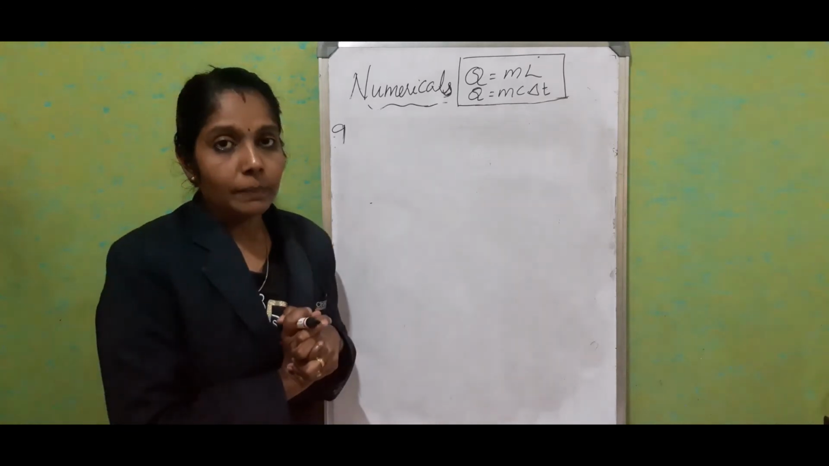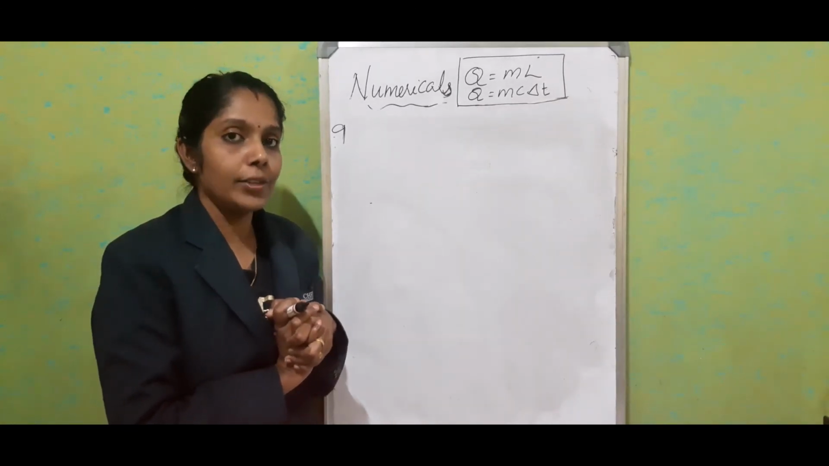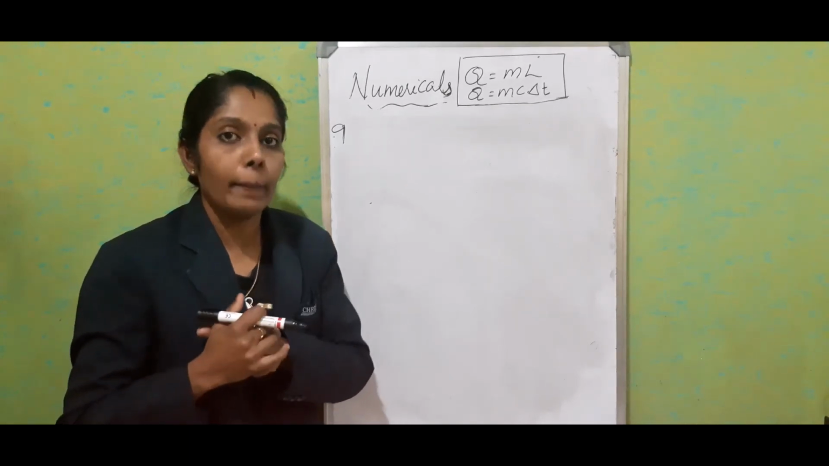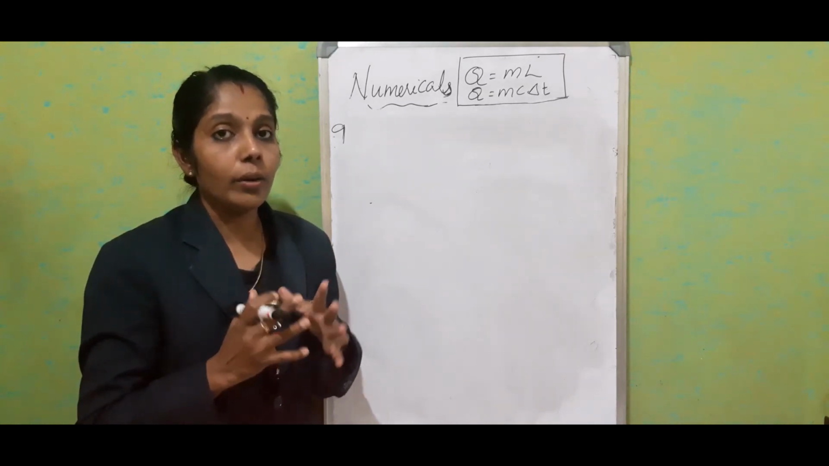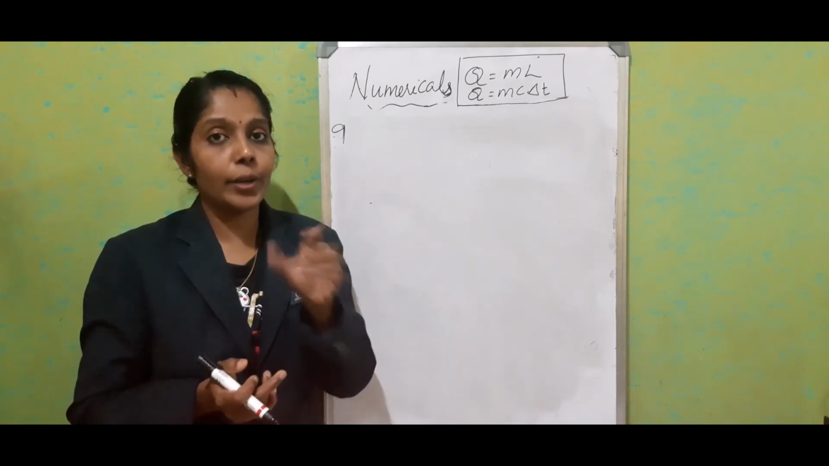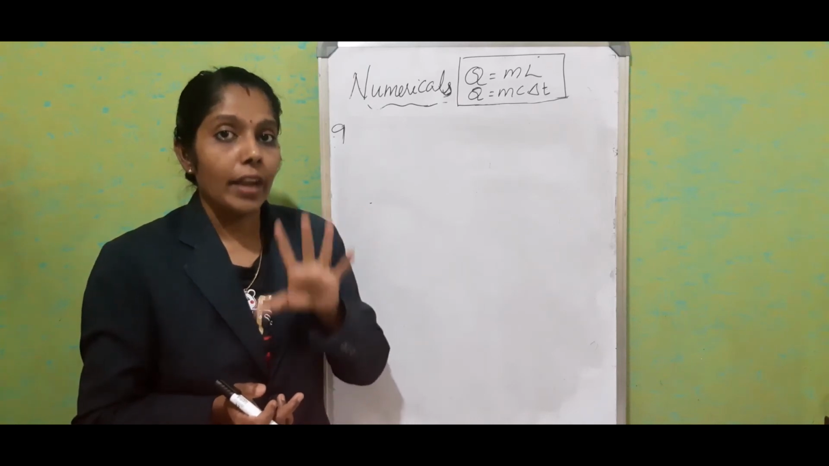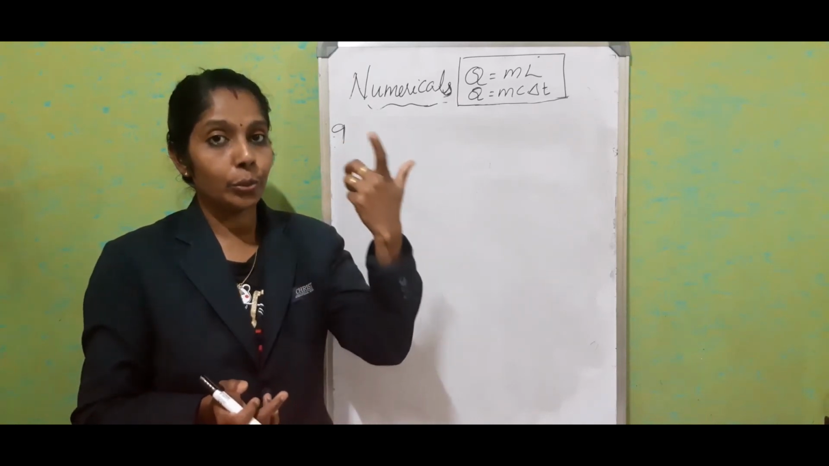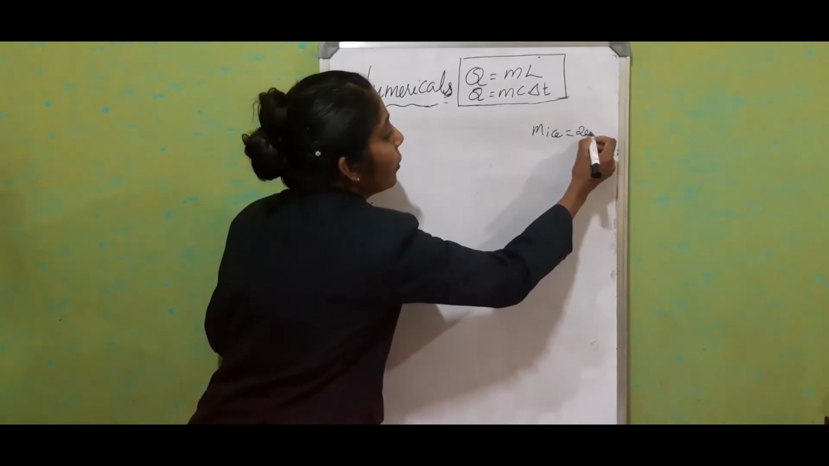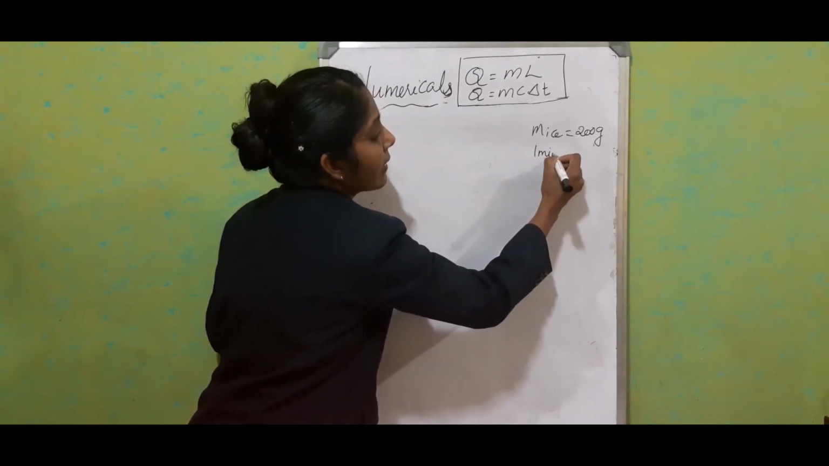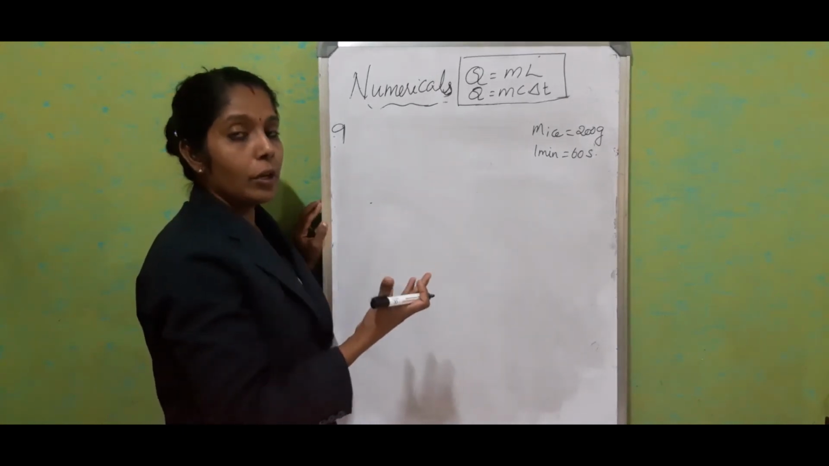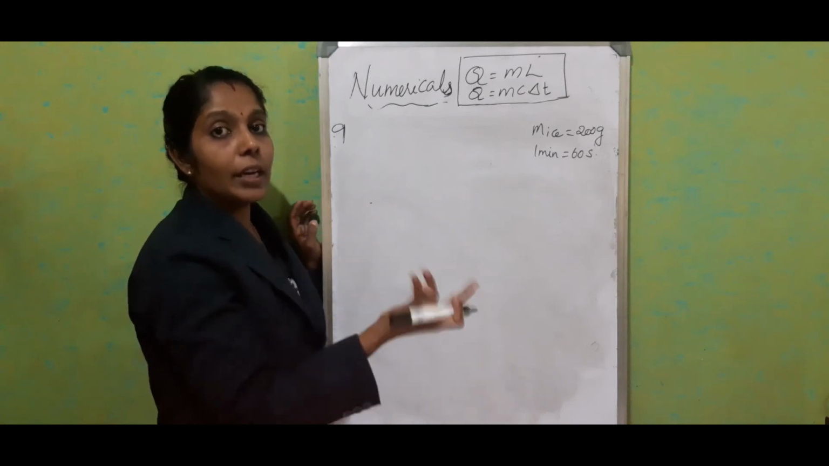So in our last problem, 200 gram of ice at 0 degrees Celsius completely got melted into water at 0 degrees Celsius within 1 minute. Now we have to find out how long it takes to reach 20 degrees Celsius. Within 1 minute, the entire 200 gram ice melted. Now we have to find the time taken to reach 20 degrees Celsius. So the mass of the ice is equal to 200 gram. 1 minute is equal to 60 seconds.